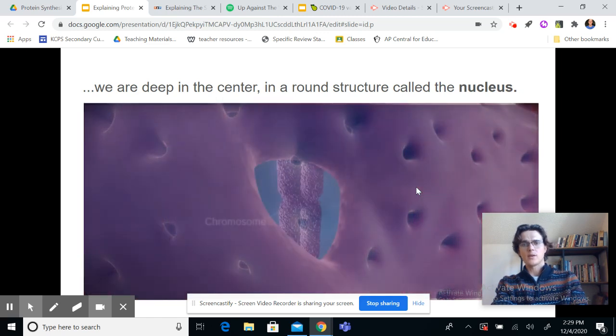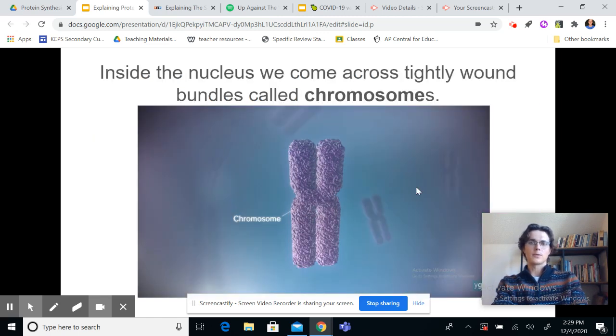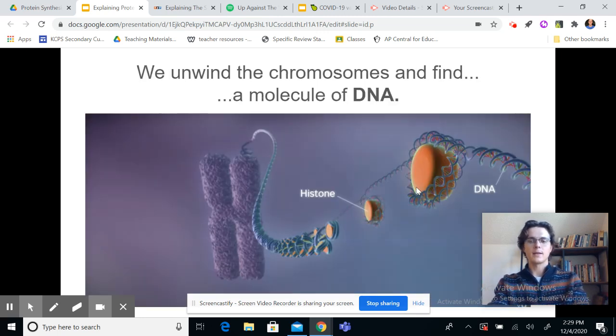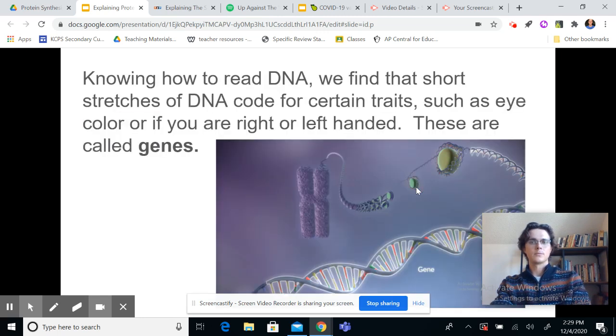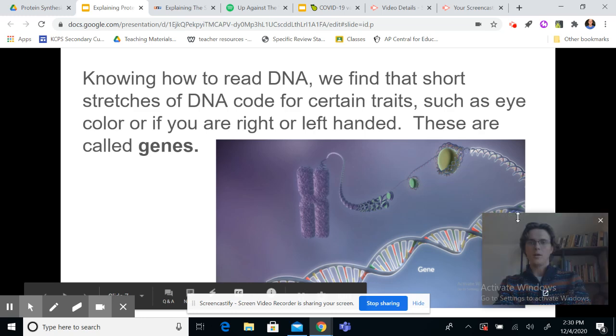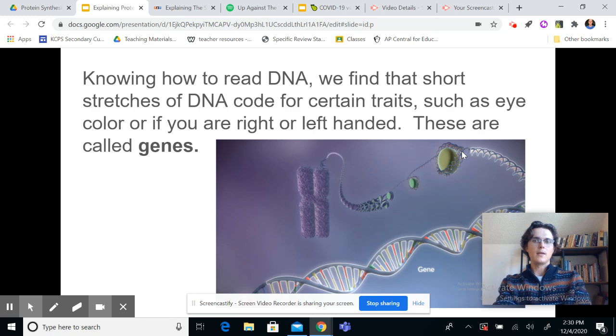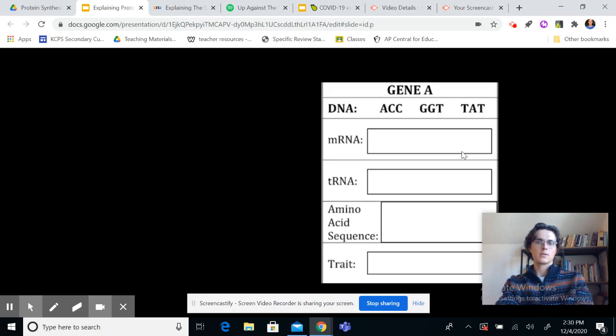Within the nucleus, there are tightly wound bundles. These are structures called chromosomes. If we unwind them, we'll find a long molecule of DNA. DNA contains short stretches of nucleic acids that we know how to read, right? These are short stretches that code for certain traits like eye color or right or left-handedness. Right? These are called genes. It's what you pass down to your offspring, what you inherit from your parents and grandparents.